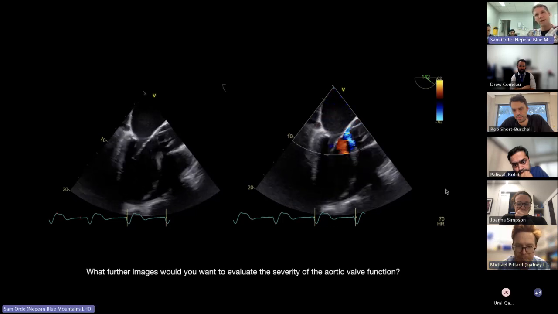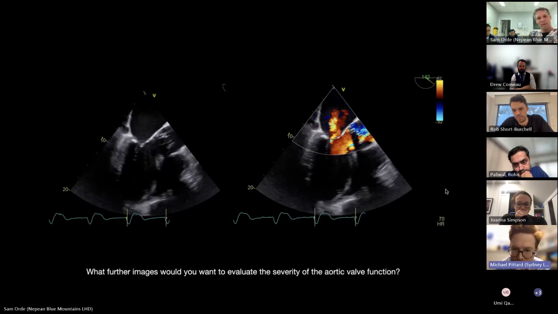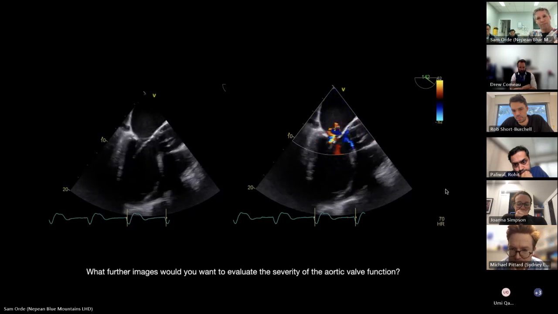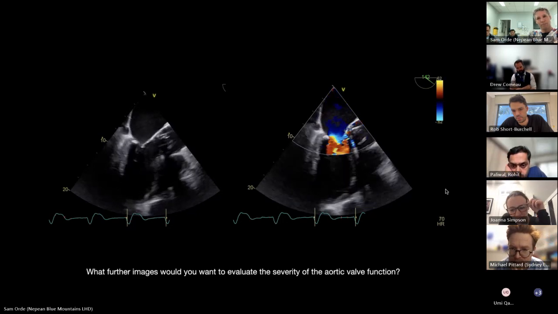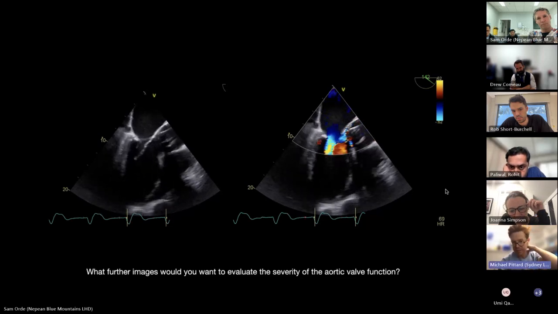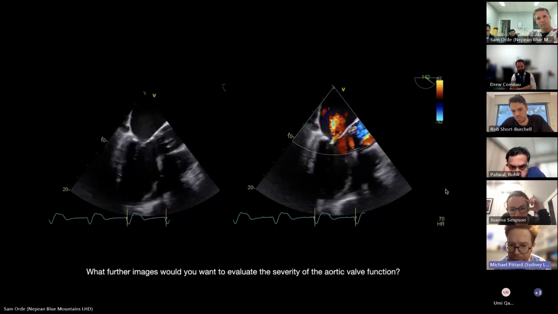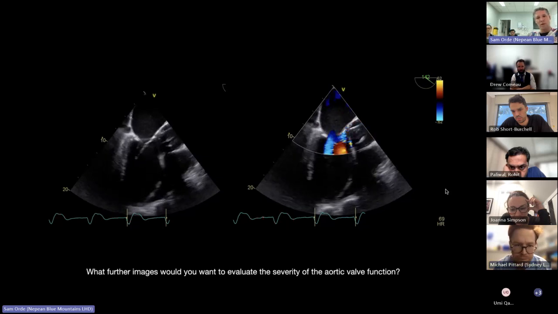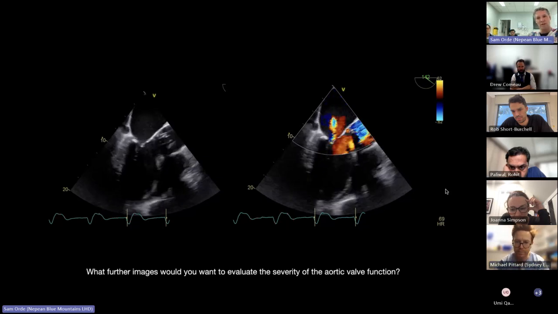Anything else unusual about that aortic regurgitation? I mean, there might be a second eccentric jet coming from sort of... That's excellent. And tell me what other views would you want to try and determine the severity of this aortic valve dysfunction?